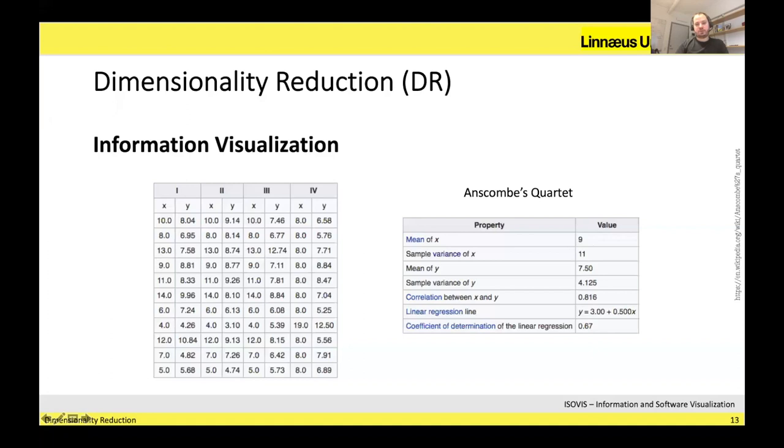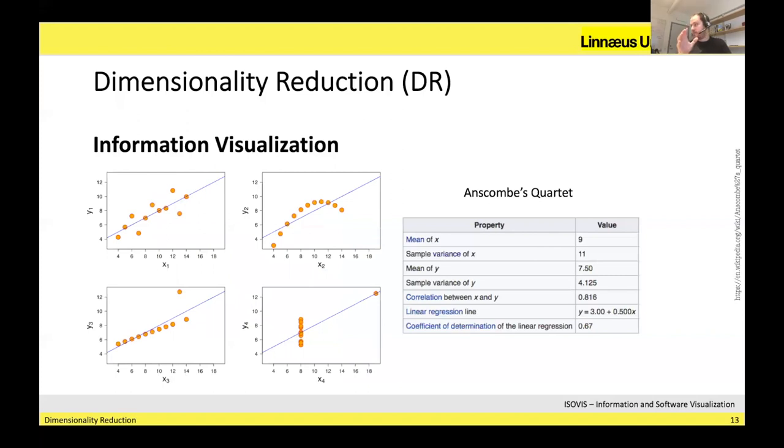So if you used these values to explain or summarize these data sets, you would conclude that they are exactly the same. You would say, okay, these four data sets are the same because they have the same mean of x, the same sample variance, the same mean of y, the same sample variance of y, and so on and so forth. You might think you could safely assume that they're identical, or at least very similar. And then when you visualize them, very simply, you just take x and y and build a scatter plot, and just put points on the screen, immediately you can realize that they are completely different. So this is why information visualization is an interesting thing.